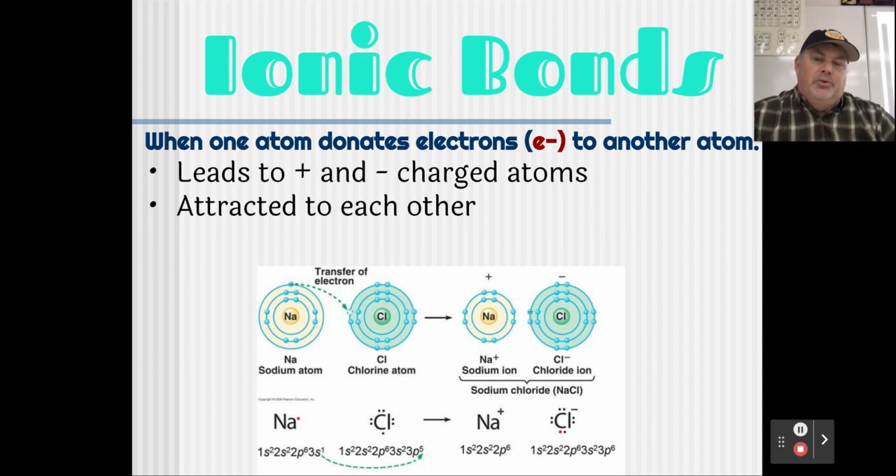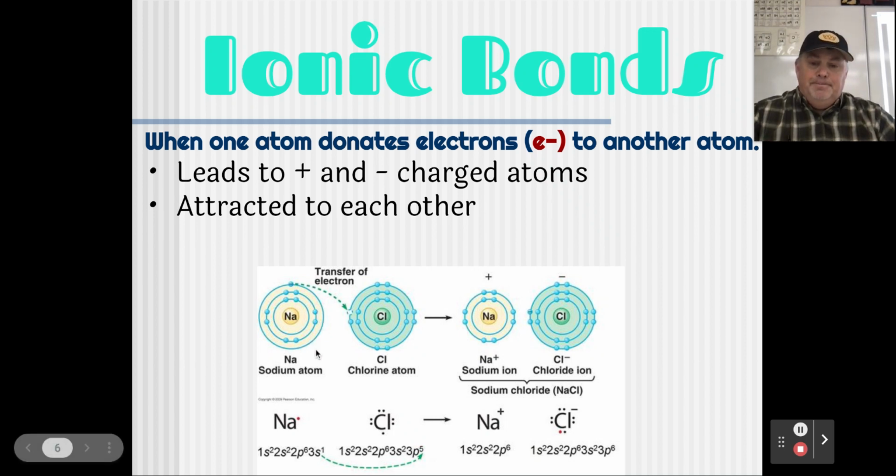That's the easiest route. Luckily, chlorine has 2 in that first energy level. It has 8 in that second energy level. And in the third, it has 7. So this is an easy fit. One will, you can notice, be transferred to the other.